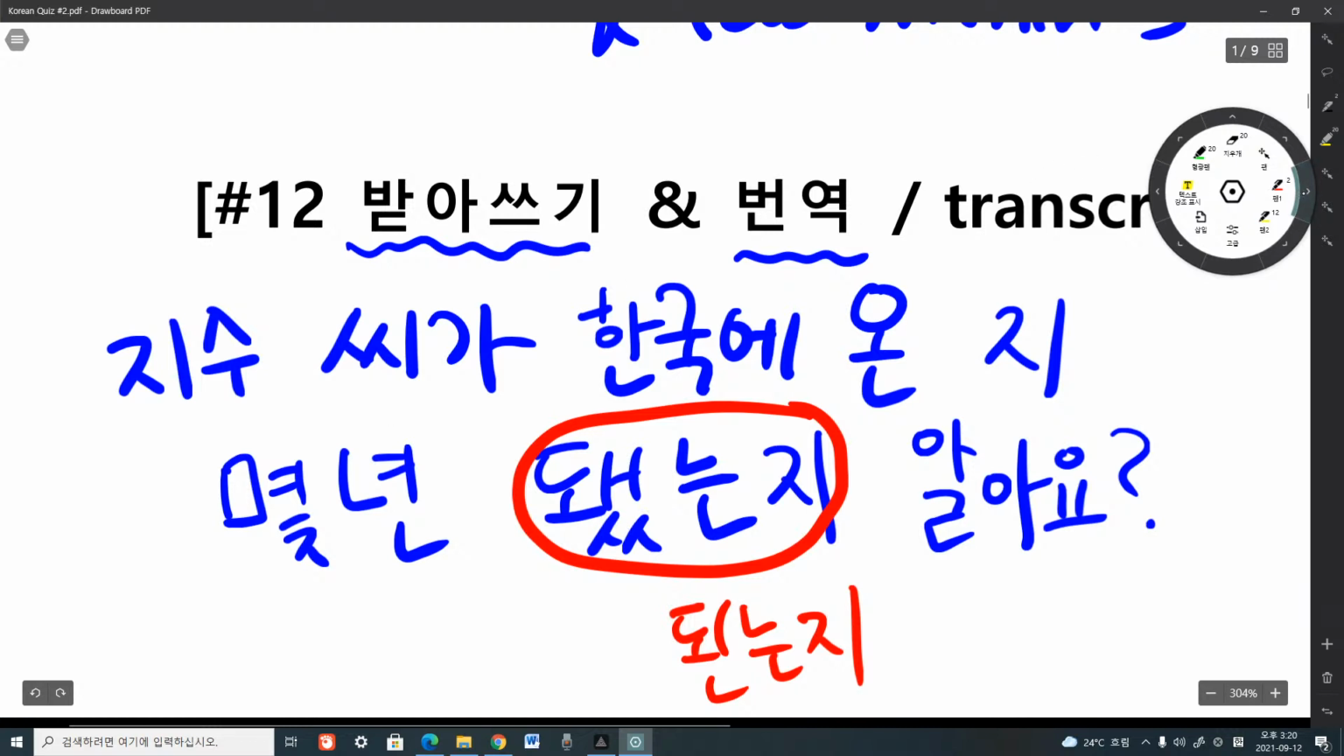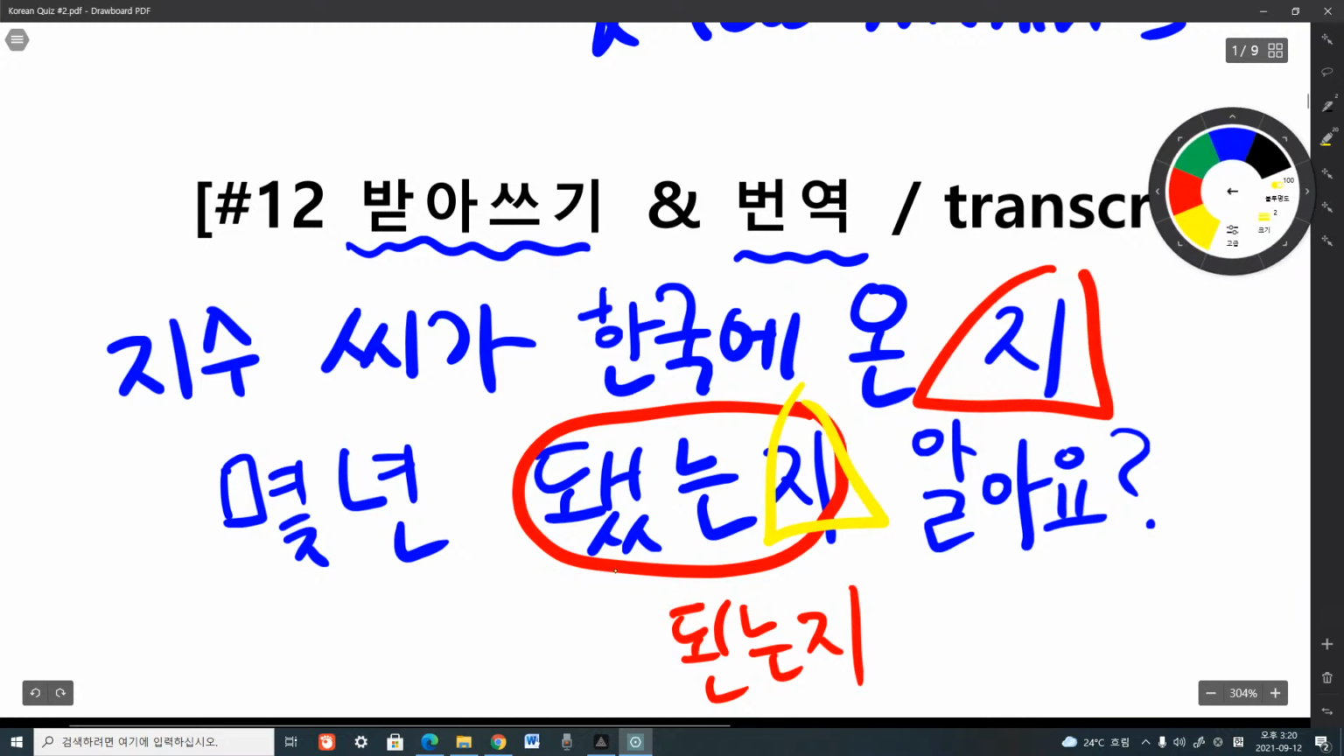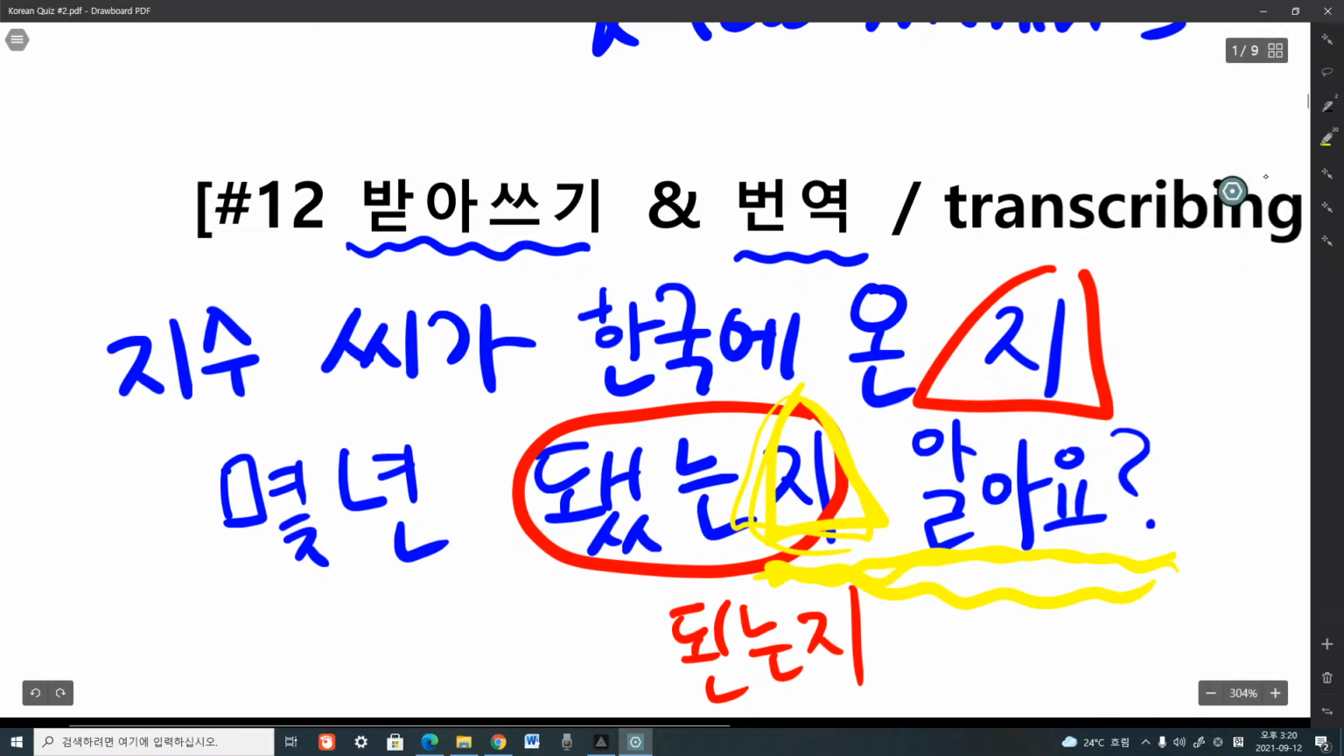So, are you guys able to recognize the difference between this 지 and the second 지? This we learned in our most recent grammar class, right? Indirect question. So this is an indirect question marker. You're marking the question that you're indirectly asking, not directly asking, right? The question that's embedded in a sentence. So it means, do you know? And the content of the question is 몇 년 됐는지, right? 몇 년 됐는지. How many?